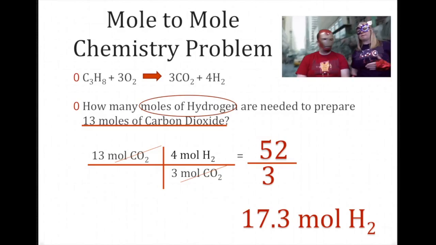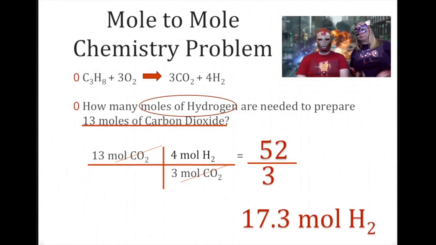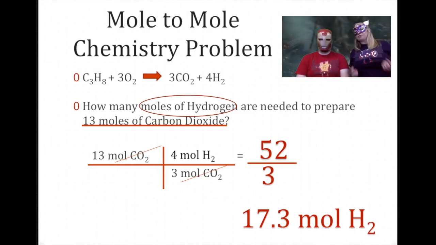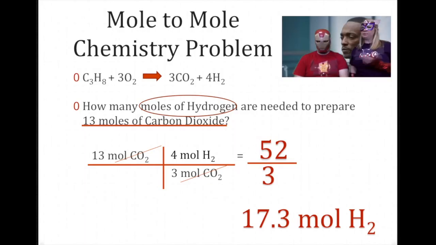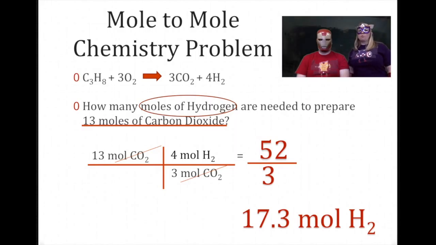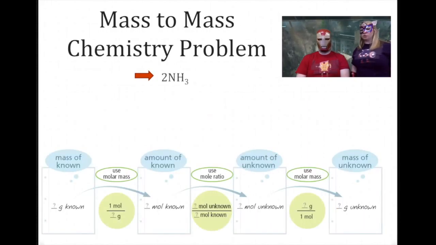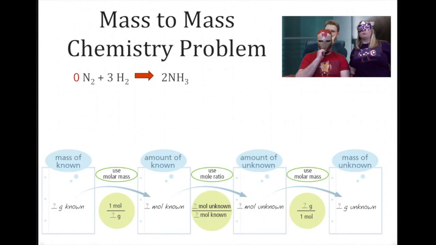Now we're going to take this a step further, and basically what we're going to do is put 2 more T-charts on both sides of that mole ratio, like a little sandwich. So what we have here is a mass-to-mass stoichiometry problem. So we're going to take a new equation.